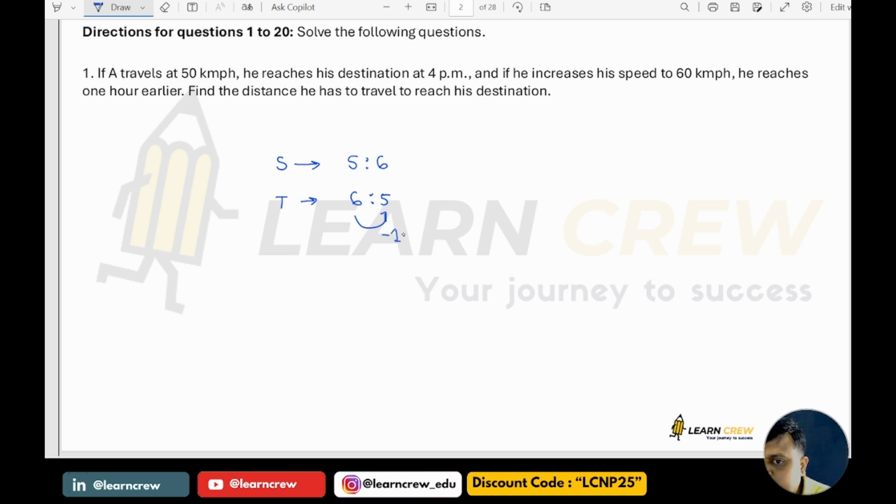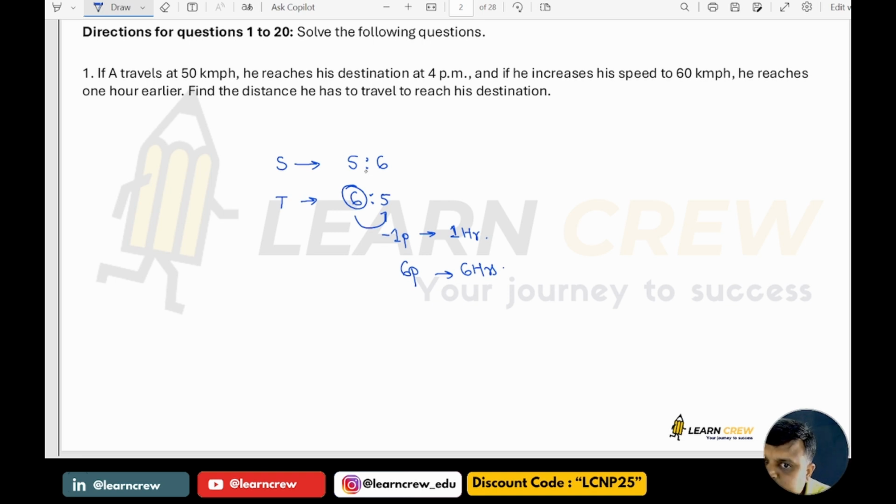This 1 part less is given as 1 hour. Then find the distance he has to travel to reach the destination. So what do you understand? If 1 part is 1 hour, 6 parts would be 6 hours. So in the first case it is taking 6 hours time.